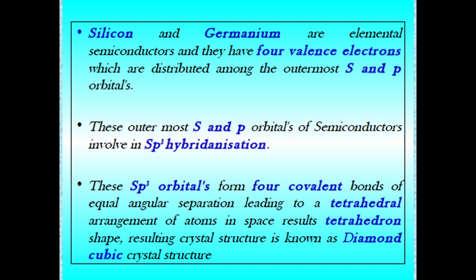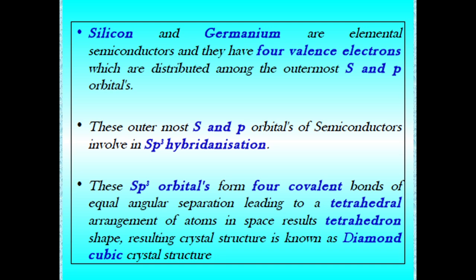Silicon and germanium are the best examples of semiconductors, as we well know, because silicon and germanium both have four valence electrons which are distributed among the outermost s and p orbitals. Valence electrons means the outermost orbit having four electrons. The number of electrons decides the valence electrons.